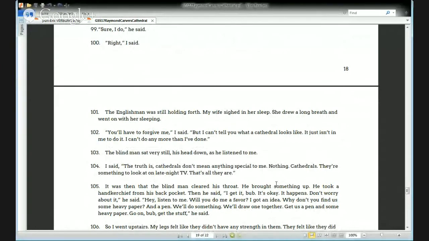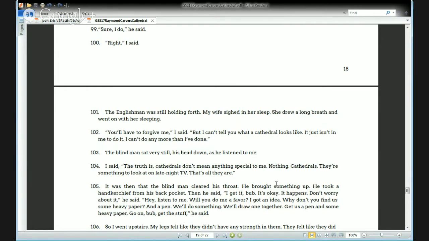Sure I do, he said. Right, I said. The Englishman was holding forth. My wife sighed in her sleep. She drew a long breath and went on with her sleeping. You'll have to forgive me, I said, but I can't tell you what a cathedral looks like. It just isn't in me to do it. I can't do any more than I've done.